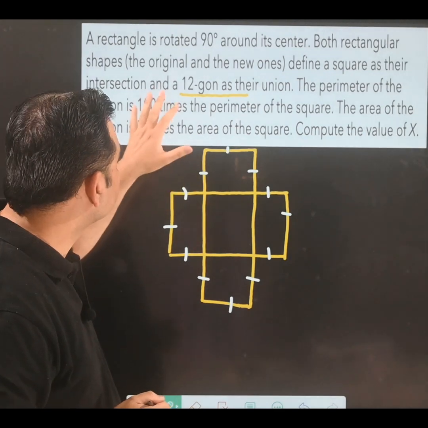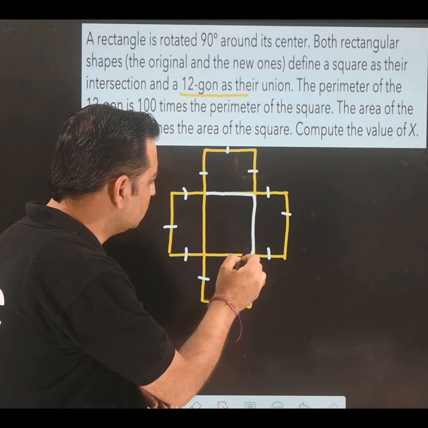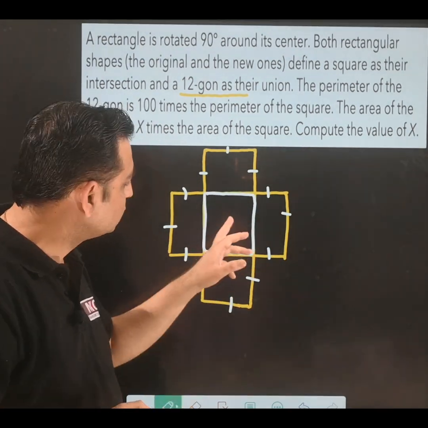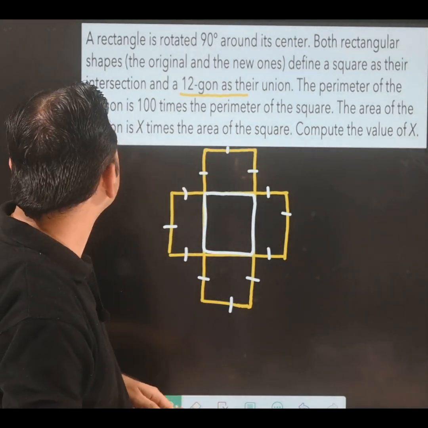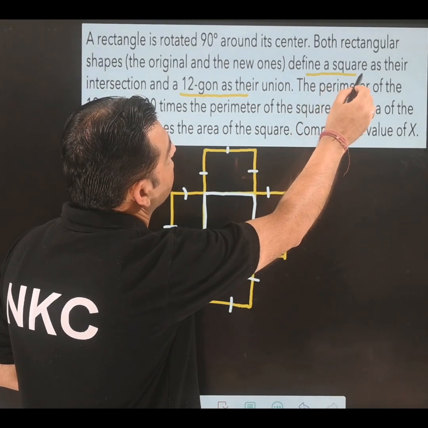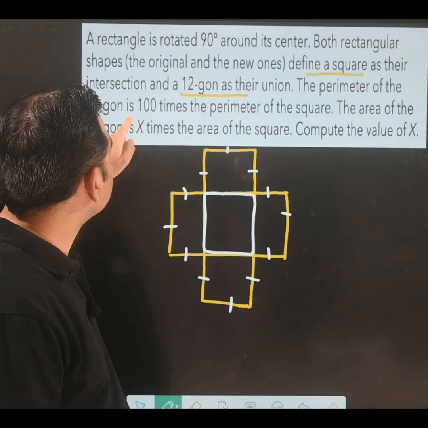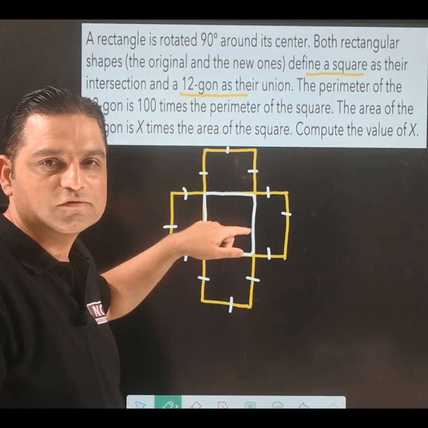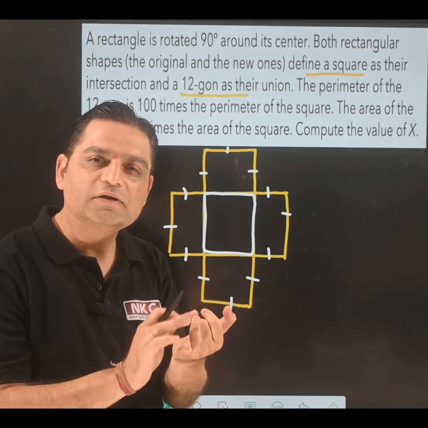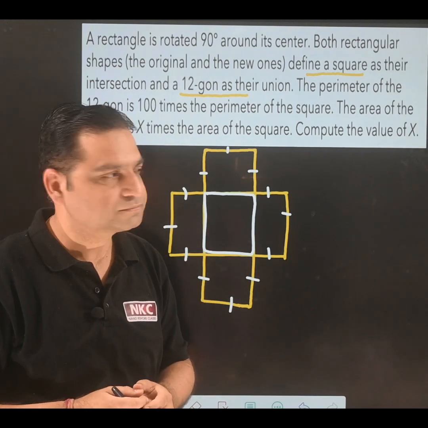And they have specifically told that the intersection diagram is a square. Even though my diagram does not seem to be a square, it is a square. Please consider it a square formed according to the question. Look here, it is written define a square. Now the perimeter of the 12-gon is 100 times the perimeter of the square. Two conditions are given, one condition of perimeter and one condition of area, so we need to be very careful.